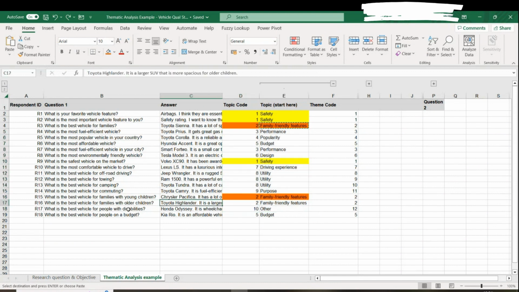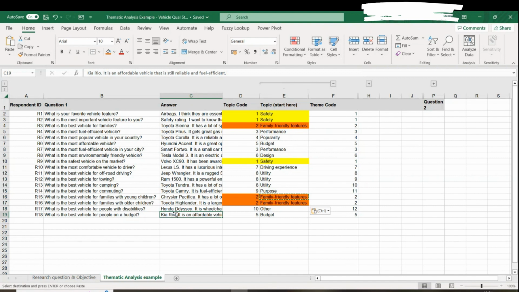And then another one here, with the question was, what is the best vehicle for families with older children? This person said Toyota Highlander. It is a larger SUV that is more spacious for older children. So this person is also after family-friendly features. So you're also going to give that that code. So you'll give it code number 2, and then from your topics you can then give that.